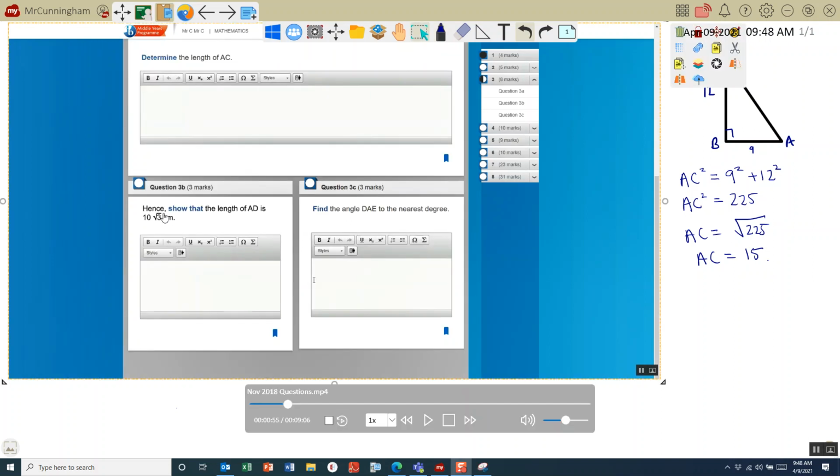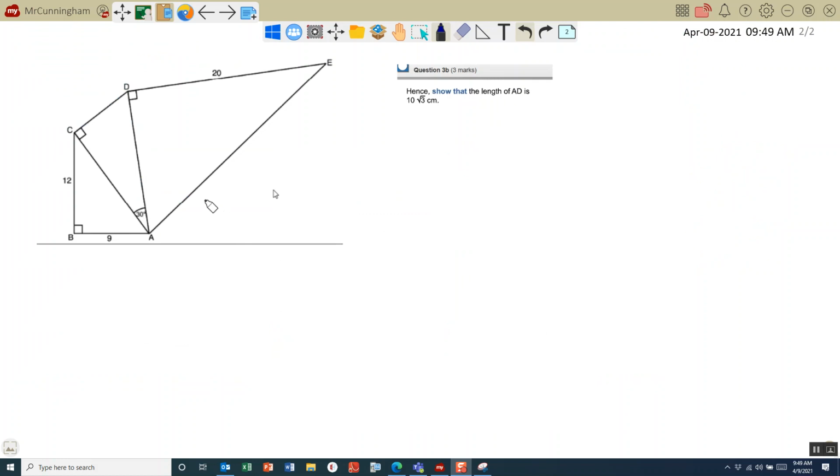AC equals 15. Okay, let's see what question B is. Part B is: hence show that the length of AD is 10 root 3. So I've just gone on to another page to make it easier to see. We've already worked out that AC is 15, so I'll put that in. We need to show that the length of AD, which is this length, is 10 root 3.